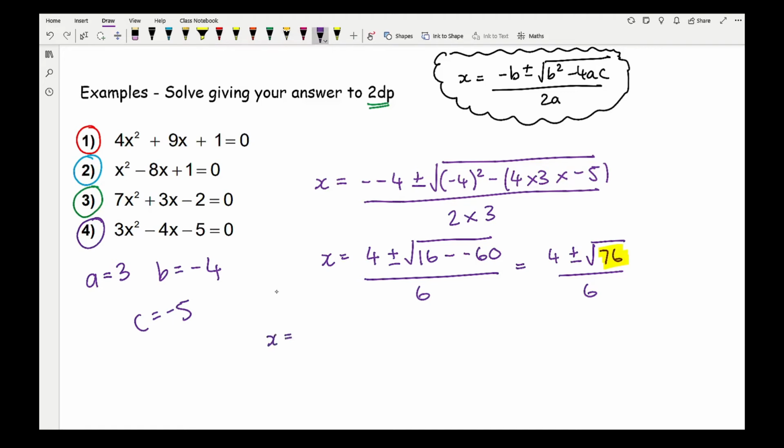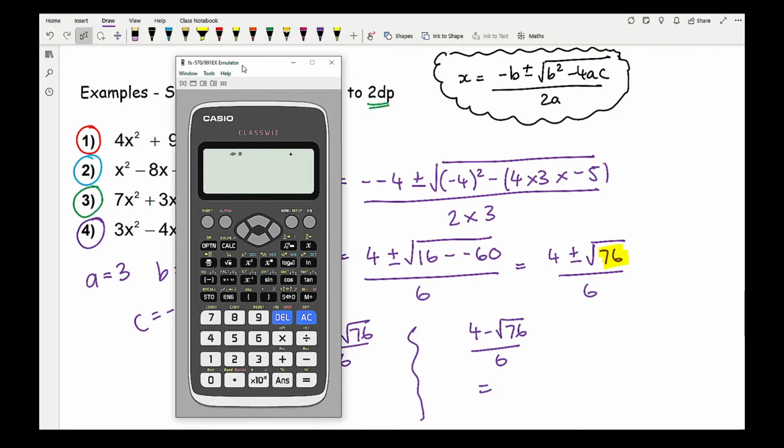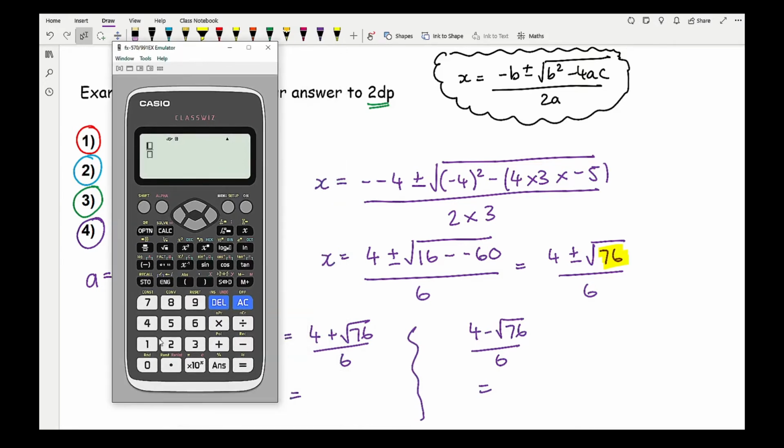Now, once I've done that, the next thing I've got to do is put it all into my calculator. So for one answer, I've got 4 plus root 76 over 6, and the other answer is 4 minus root 76 over 6. I'm just going to type that all into my calculator. So I've got 4 plus root 76 over 6 equals, and I've got 2.12.